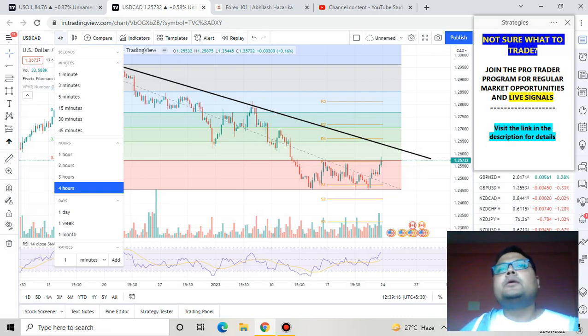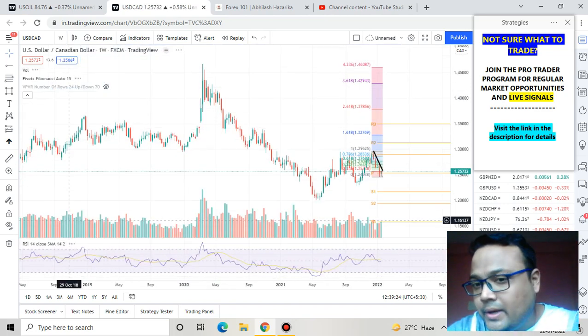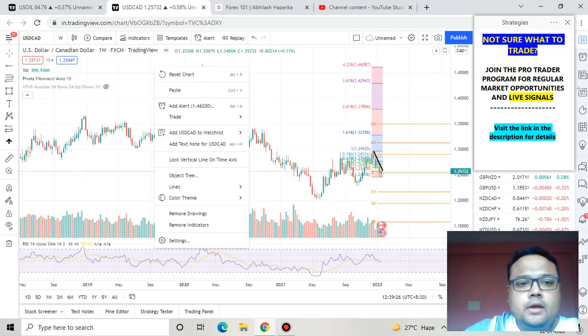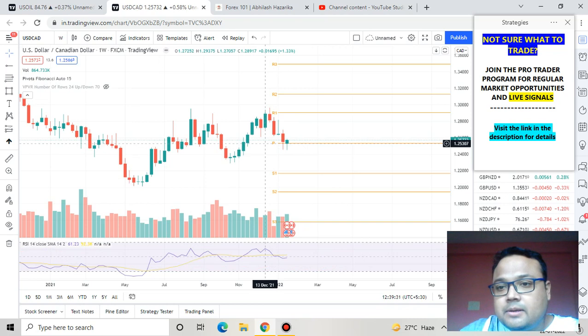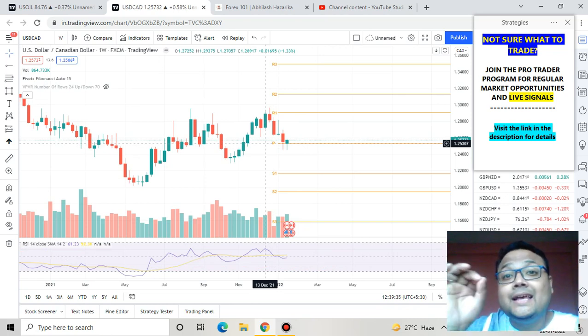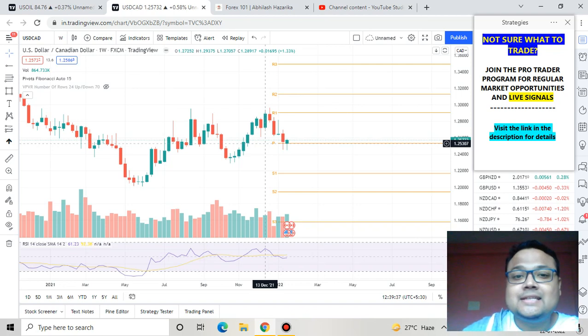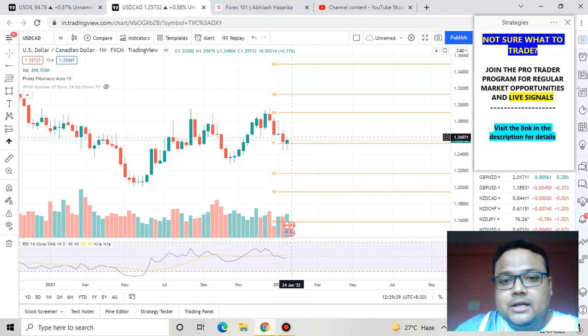If you are looking for a positional trade, a trade that will last for days, a couple of days, a couple of weeks, then you can switch to the weekly chart of USD CAD here, and you can see that on the weekly chart we have a support at 1.2530 level, and the market has successfully taken support. This week you can see that the market has formed a hammer.